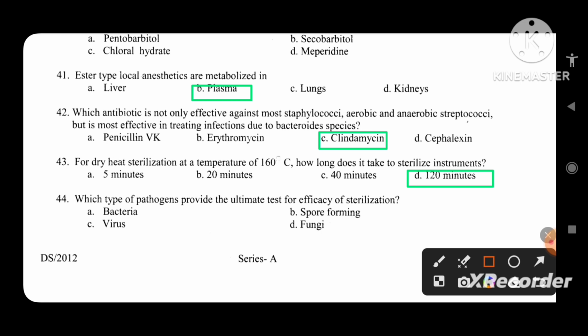Which type of pathogen provides the ultimate test for efficacy of sterilization? Options are bacteria, spore forming, virus or fungi. Spore forming pathogens provide the ultimate test for the efficacy of sterilization. Okay, spore forming pathogens.